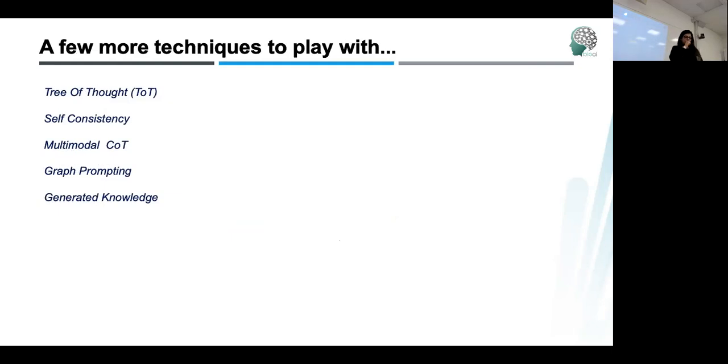And there are some more prompting techniques, like tree of thought, where thoughts are built like trees. Then self-consistency, where the model learns from meta-prompting sort of techniques. Then multimodal CoT, which involves chain of thought but multimodal, taking image, text, and audio combined to provoke the chain of thought. And then graph prompting and generated knowledge are a few more techniques.